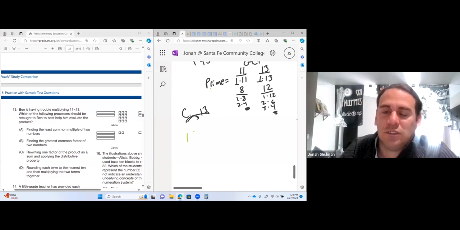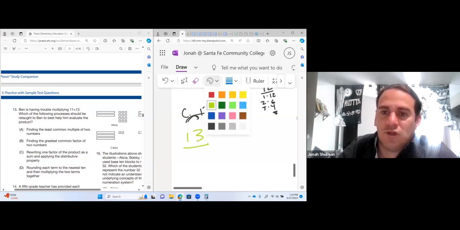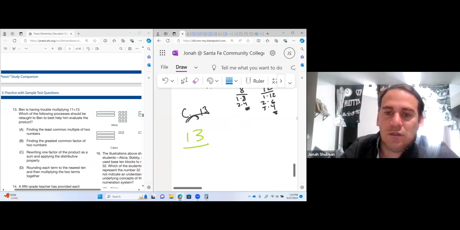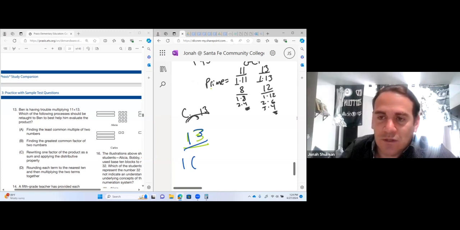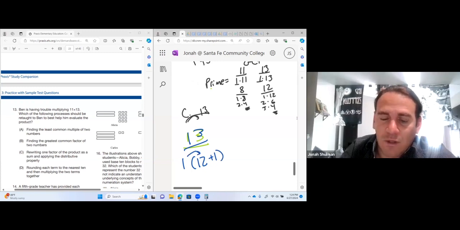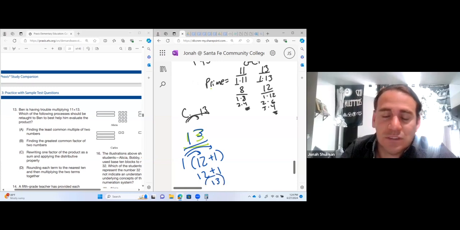All right, so here's 13, right? I don't like this color. It's ugly. Sorry for those who like green. So they're saying if we take 1, because that's one factor, and then 13 is going to be 12 plus 1, because 12 plus 1 is 13. 1 times 12 is 12. 1 times 1 is 1. We add them together, we get 13. That doesn't help us to solve this problem.